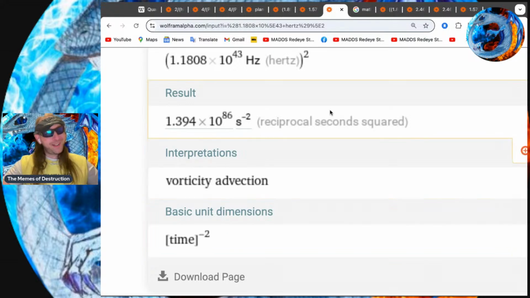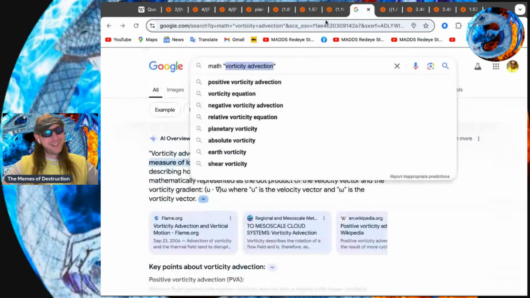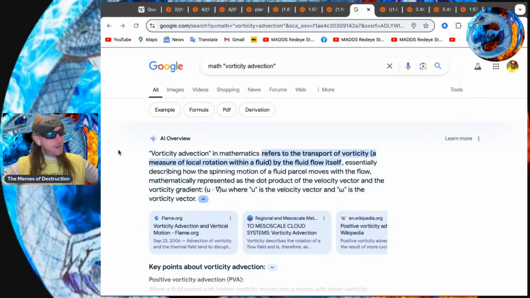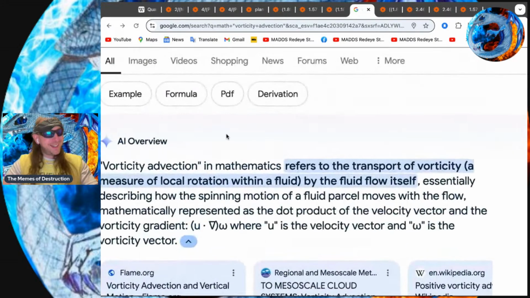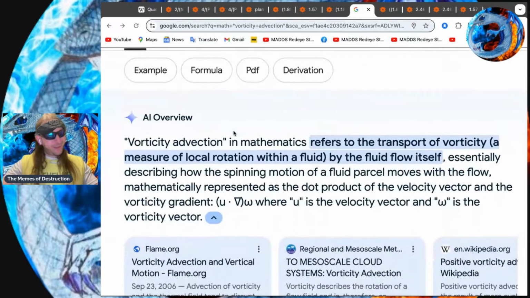So what is vorticity advection? Basically, most everything you're going to find is on meteorology and then fluid dynamics, yada yada. It's derived from Navier-Stokes. So I just basically put in math vorticity. This seems to be a decent first level approximation.